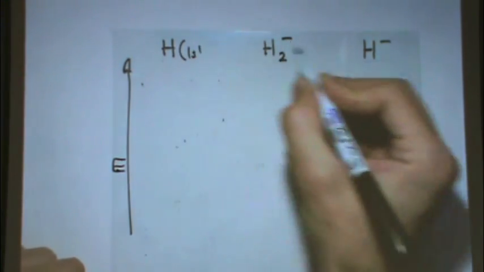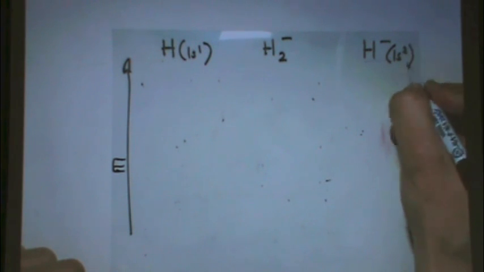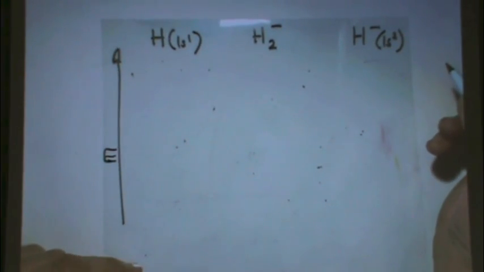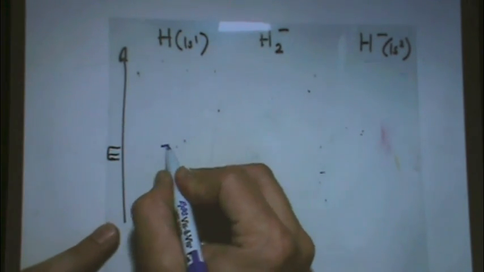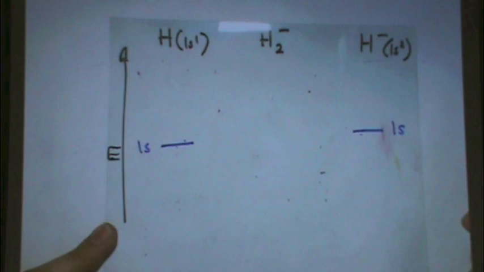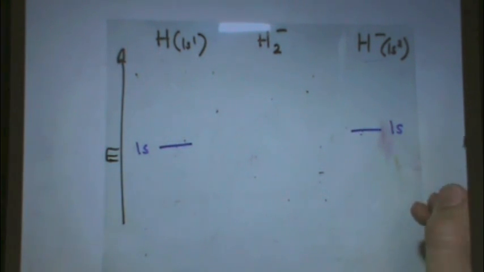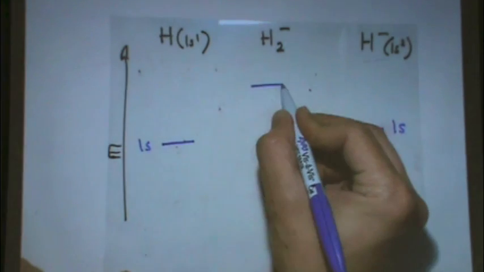This is a 1s1. How about H minus? It's 1s2. There's 2 electrons. It's like a helium. Okay? So let's draw this. We've got 2 hydrogens here. They're going to make a bonding and an antibonding.